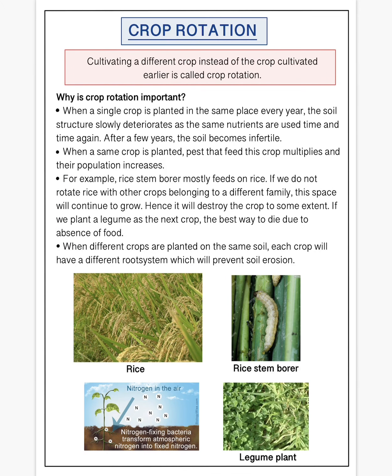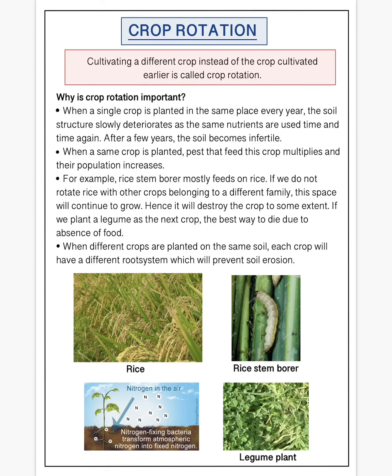We learned intercropping in the last class, one of the different ways of maintaining the structure of the soil or increasing the fertility of the soil. So in this class, we are going to learn crop rotation. What is crop rotation? Cultivating a different crop instead of the crop cultivated earlier is called crop rotation.